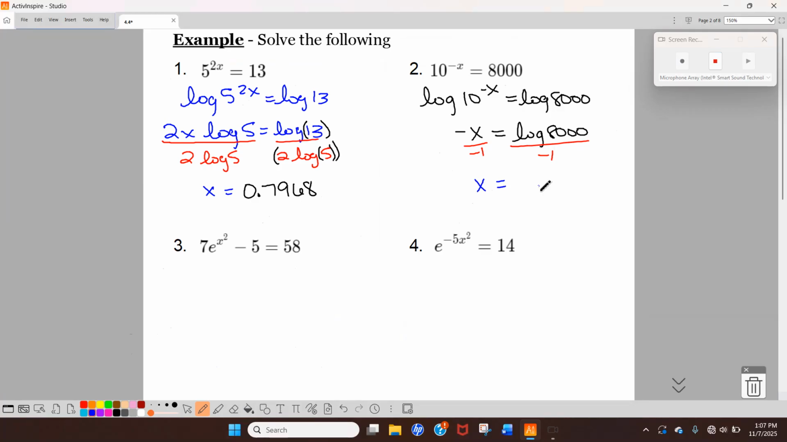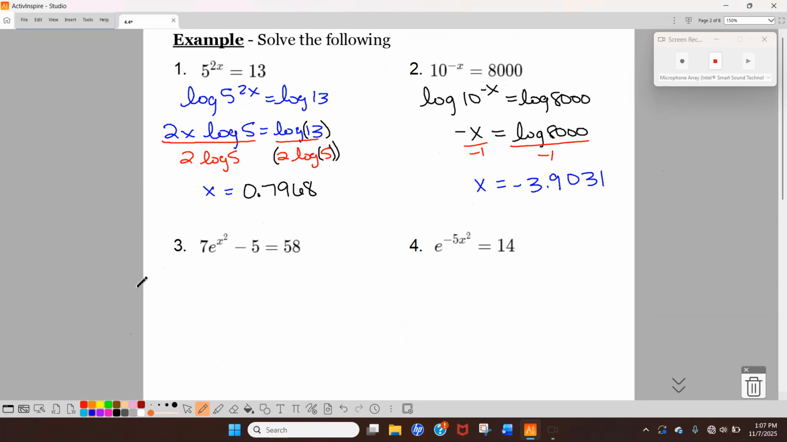And I get negative 3.9031 if you round correctly. I definitely said that started with a 3, right? Yep. Negative 3.9031.